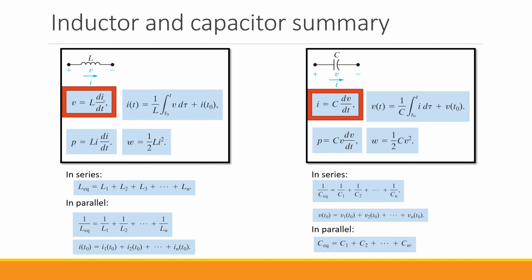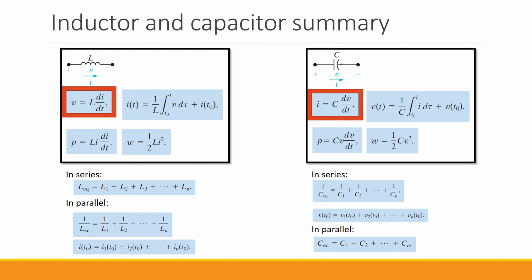Based on this equation, and by doing some calculations, you can see that the current at any given time is 1 over L, the integral of the voltage from time t0 to any time, plus the initial current of the inductor. Combining these two, we can get the equation for the power, and by taking the integral of this equation over time, we can get the equation for energy, which is 1 over 2 Li squared.